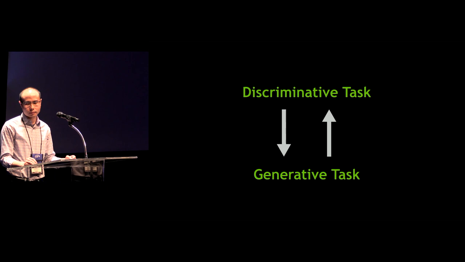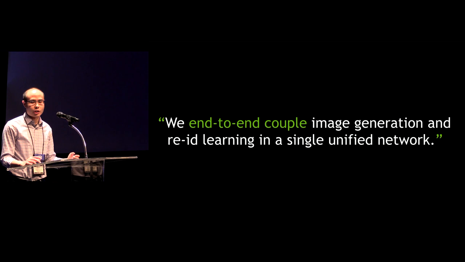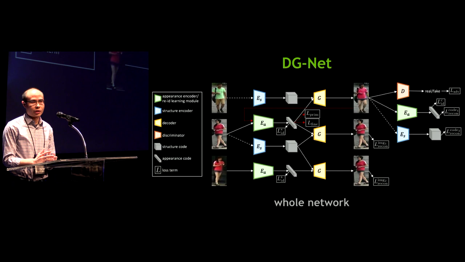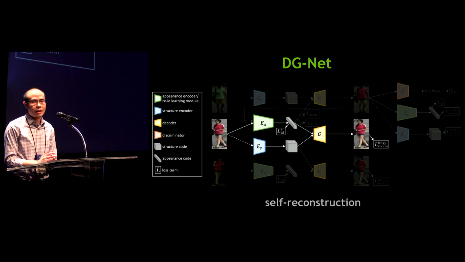Therefore, we propose a framework that end-to-end couples image generation and re-ID learning in a single unified network called DGNet. This diagram shows the overall architecture of our DGNet. Our discriminative module is embedded in the generative module by sharing the appearance encoder as the backbone for re-ID learning. Our full network can be dissected into four parts.